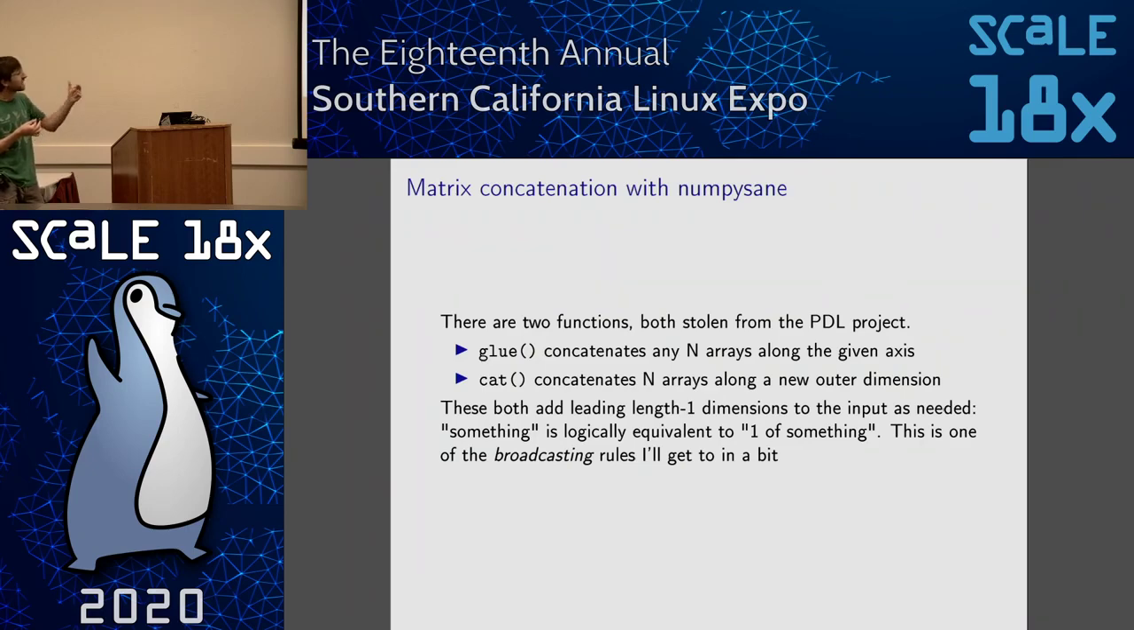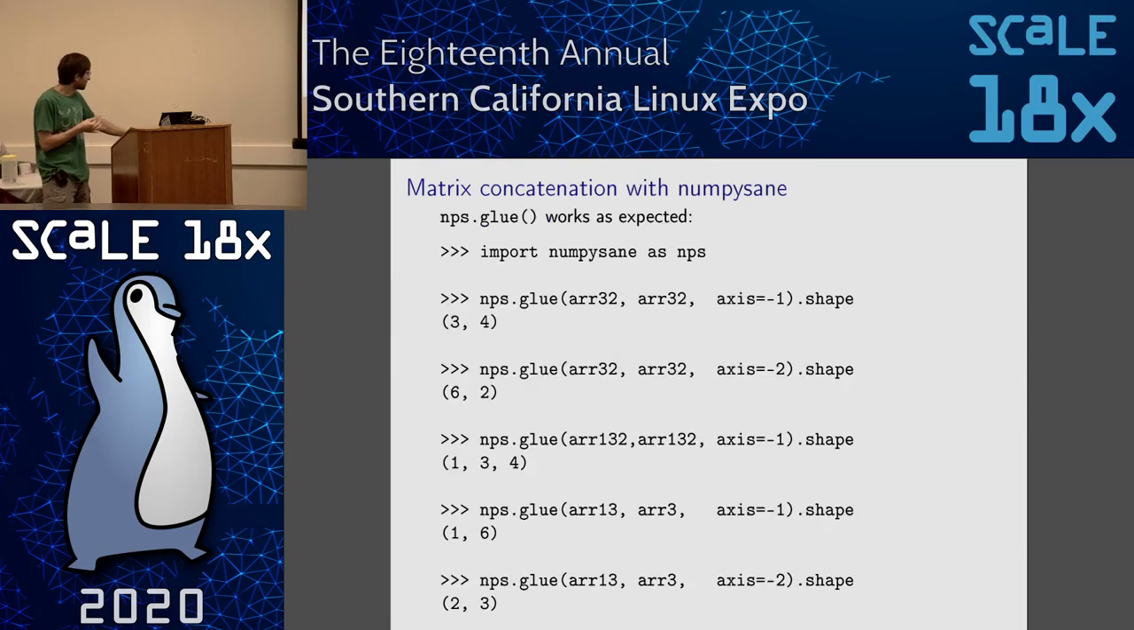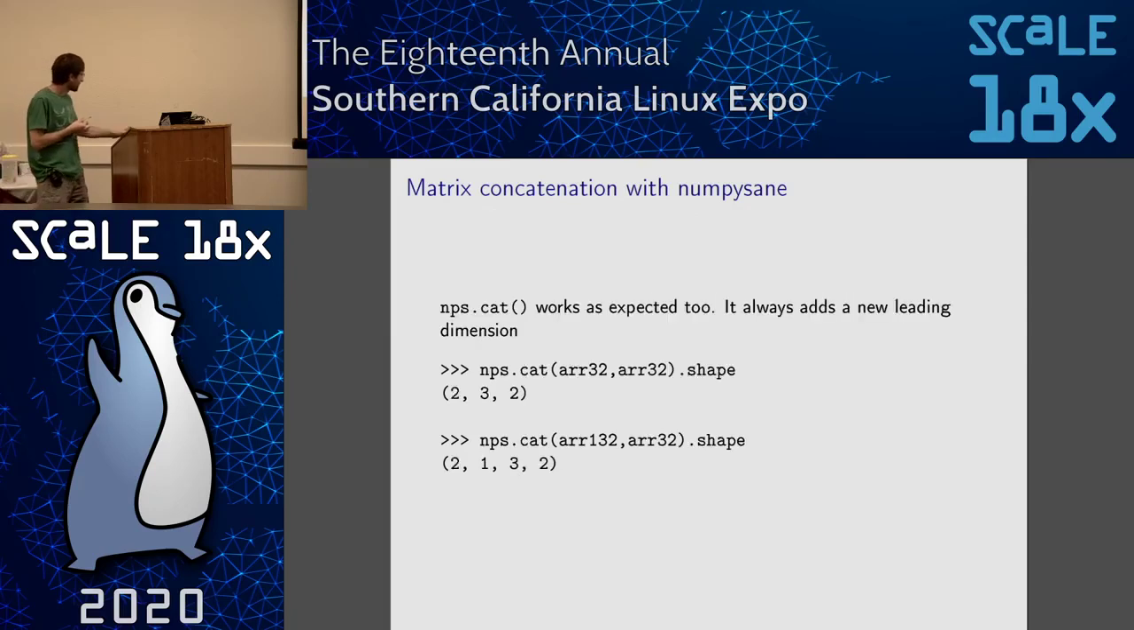And then another function is cat, which takes a bunch of things, creates a new dimension in the front, and sticks them all together. So these are kind of simple examples. If you take two 3x2 arrays and stick them together horizontally, you get 3x4. Similarly, along the axis equals -2, your three-dimensional cats work. You can mix things together as long as things are internally consistent, and things work mostly the way you expect.